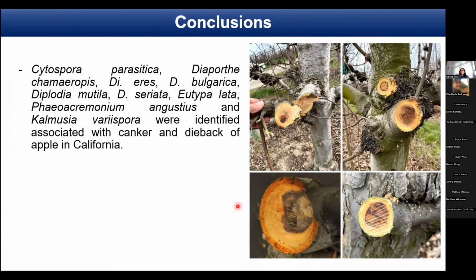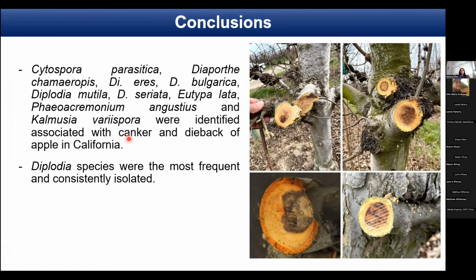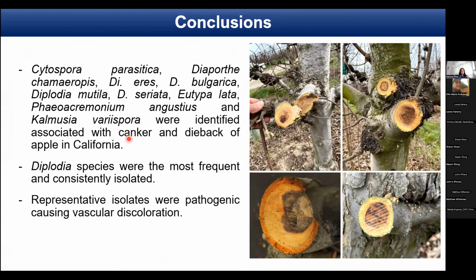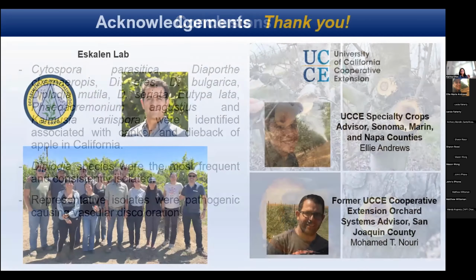Okay, so the conclusions of all this are that all those pathogens that I mentioned before were identified here in California causing canker and dieback of apples. Also, the Diplodia species were the most frequently and consistently isolated, and representative isolates were pathogenic, causing vascular discoloration and necrotic lesions on the apple branches.